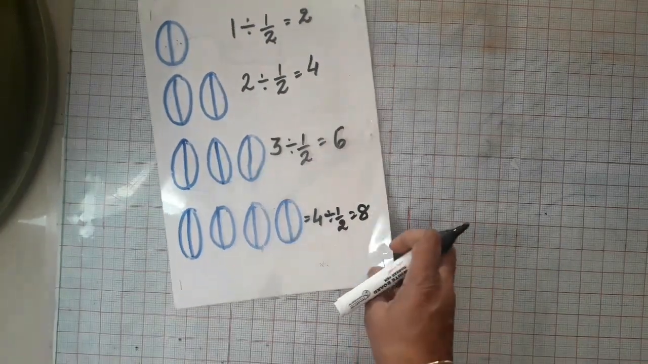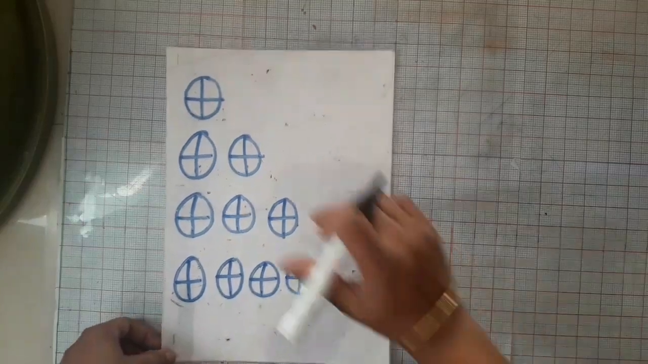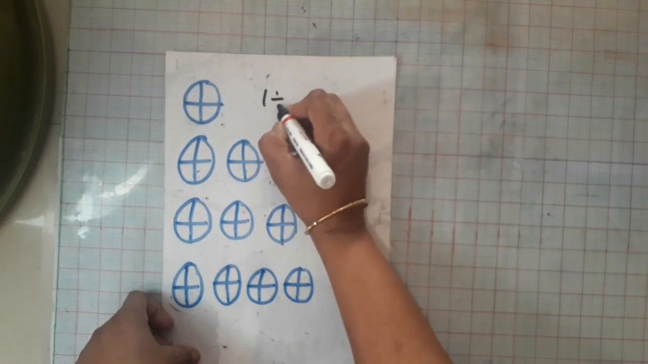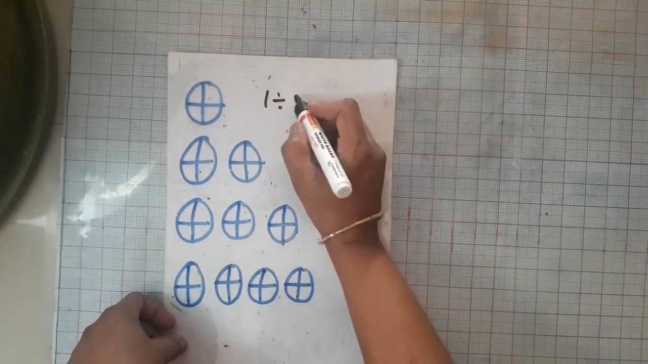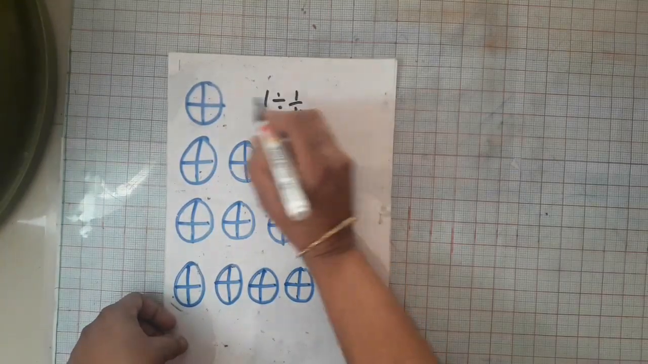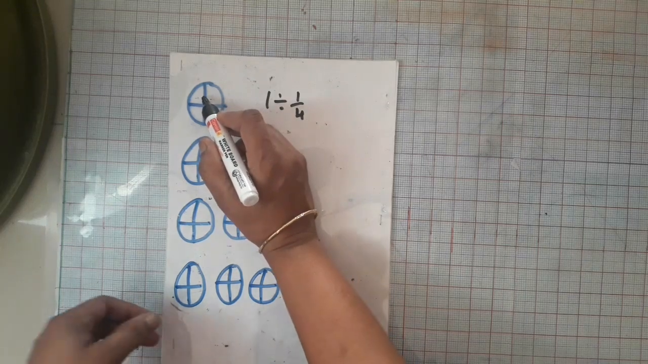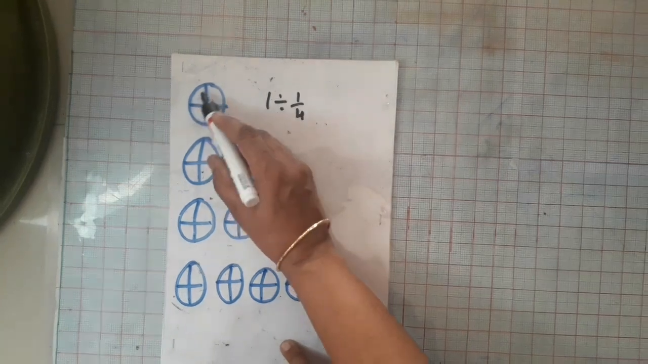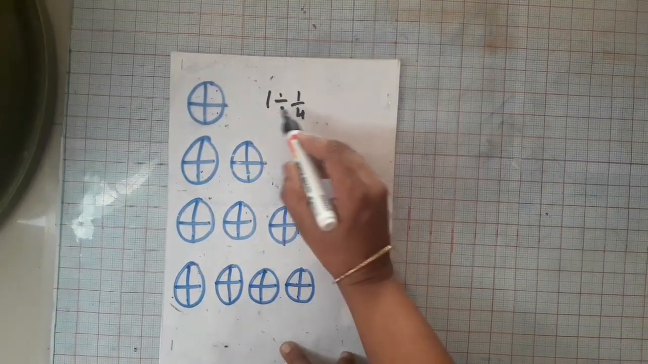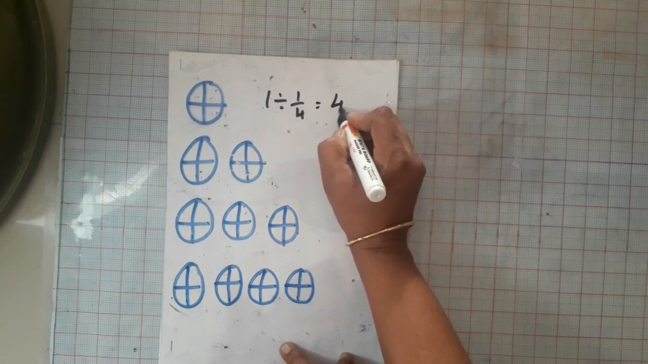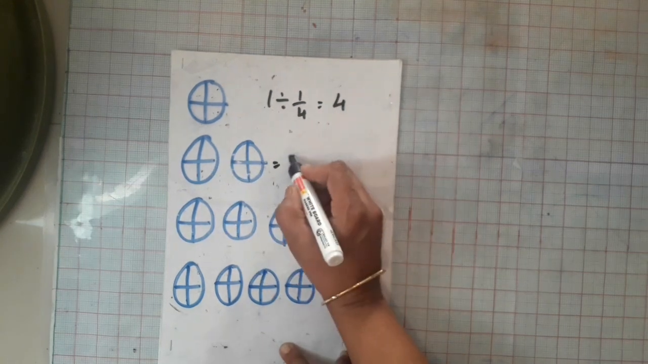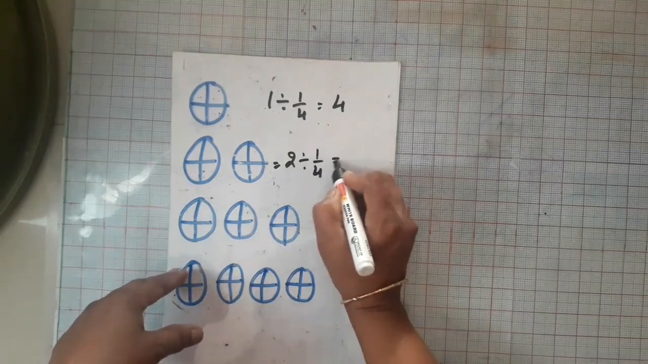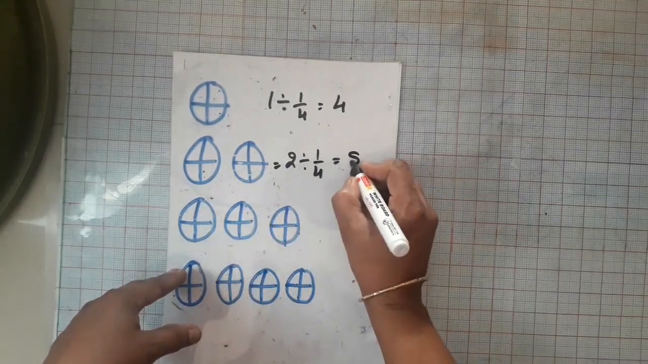Let's see another question. Say here, this is one circle, that is one circle is divided into 4 equal parts. So each part represents 1/4, right? So 1 divided by 1/4, that is how many 1/4ths are there in 1? That is 4. Here 2 circles are divided into 4 equal parts. So here you have this as 8.